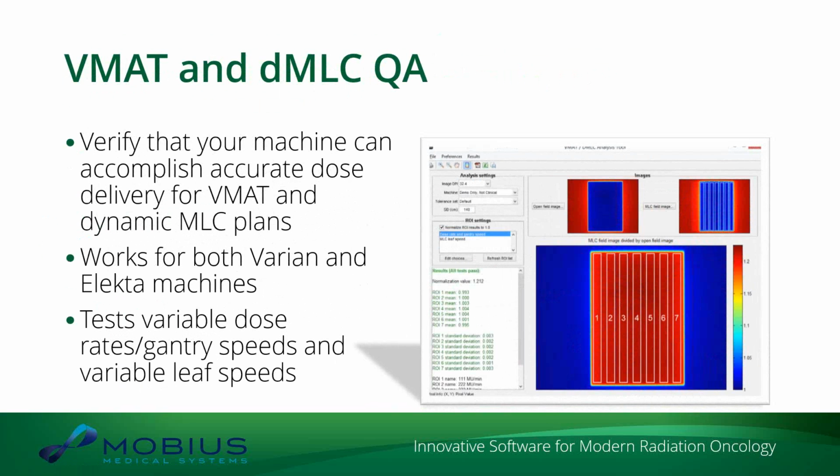And basically this is going to verify that your machine can accurately deliver dose for your VMAT and your dynamic MLC plans. And there's two different tests. One test checks that, using variable dose rates and variable gantry speeds, the software can deliver the same dose across the different strips. And then there's another one that checks the variable leaf speeds, if you can vary your leaf speeds and still deliver the same dose. That's the Ling 2 and 3 tests, if I remember correctly, and we have automatic analysis for those.